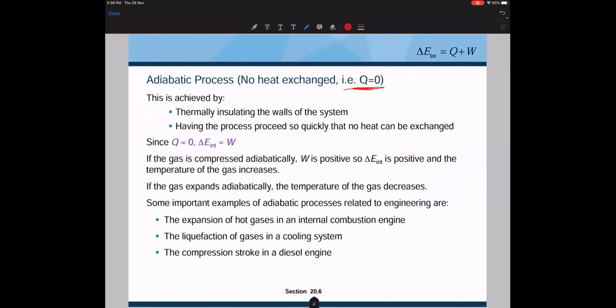Remember why you have the Q, why you have the heat energy transfer. It is because you have a temperature difference, or you have a very fast process such that heat energy does not have sufficient time to be transferred from the environment to the system. So there would be 2 possibilities. Either you thermally insulate the system, or you have a process that proceeds very quickly. So heat energy does not have sufficient time for the transfer. That is one special type of a process where Q equals 0.